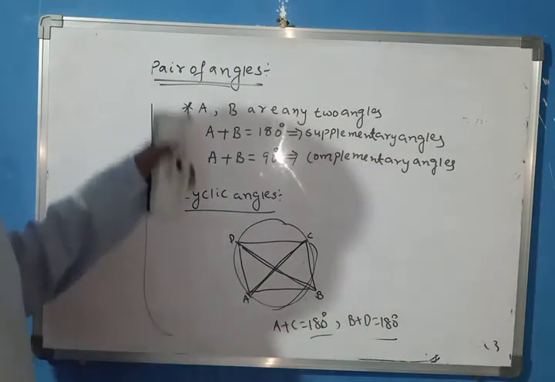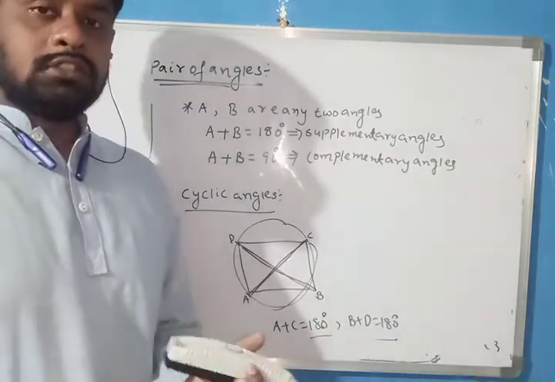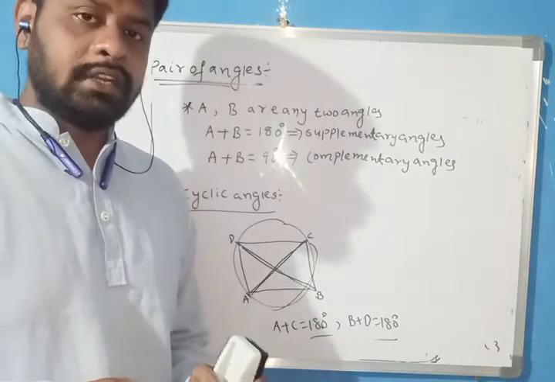These are the types of pair of angles. This is the total angles concept completed.